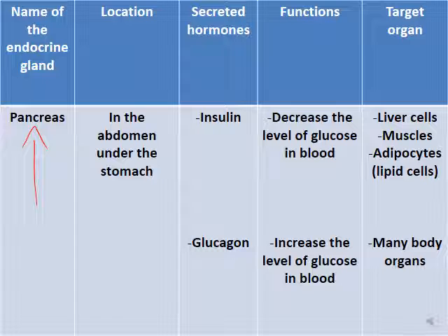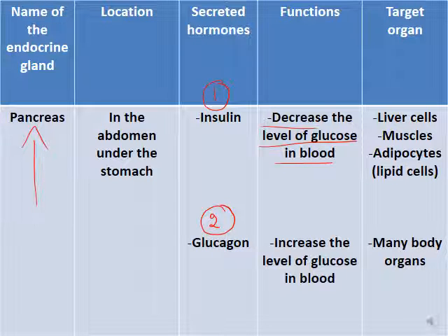It secretes two hormones. The first hormone, all of you know this, is called insulin, while the second hormone is called glucagon. Insulin has an important role. It decreases the level of glucose in the blood. It decreases the level of sugar in the blood. This one is secreted in the normal case whenever we have a high level of glucose in the blood. The insulin is secreted and it regulates and decreases the level of glucose back to its normal level.